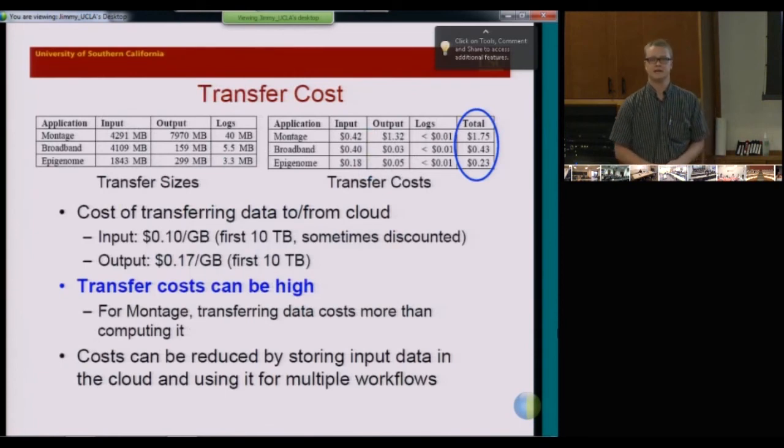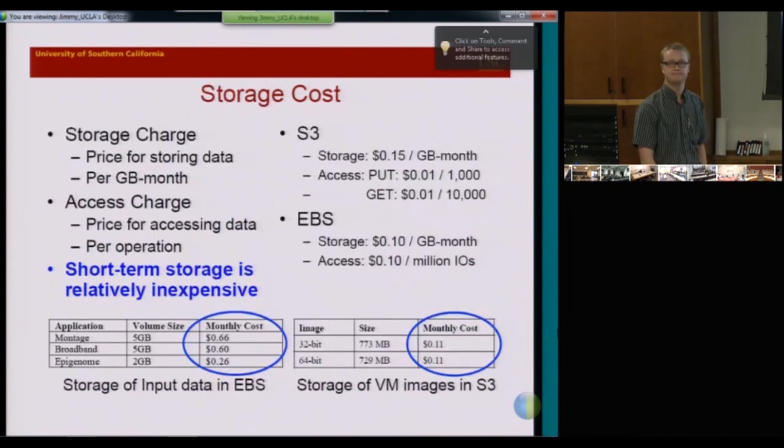Transfer costs: the main thing here is that transfer costs can be pretty high for I/O-intensive applications especially. In the case of Montage, the cost of transferring the output data from the workflow was as much or more than the cost of computing it. So that can be a significant problem for data-intensive applications. In terms of storage, short-term storage cost is relatively inexpensive. I'll show the case study in a minute where we looked at more long-term storage costs, where it didn't work out so well.